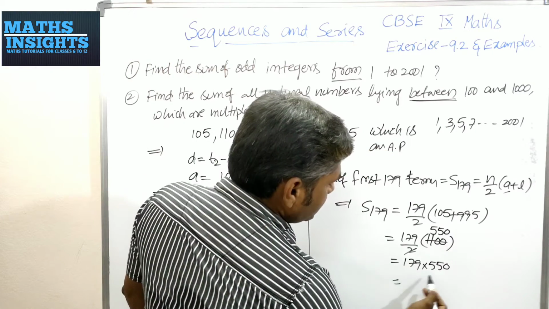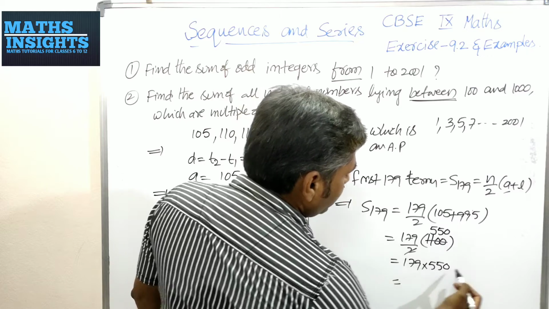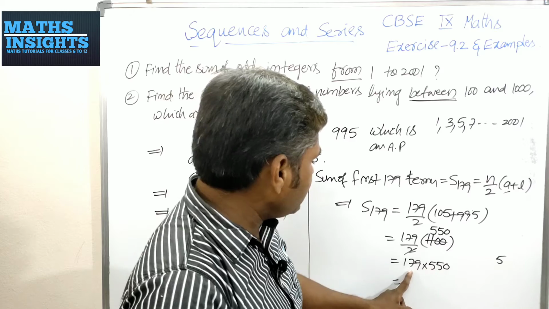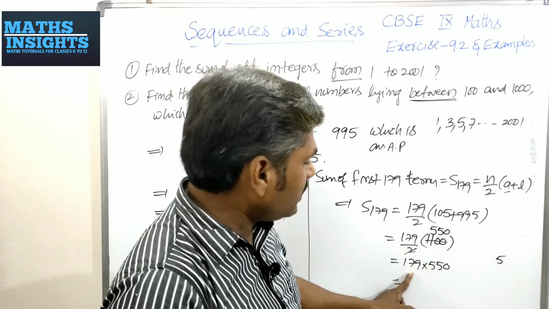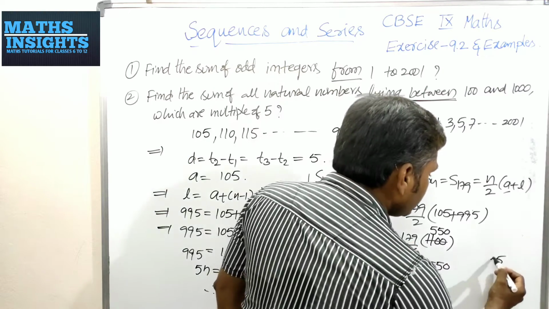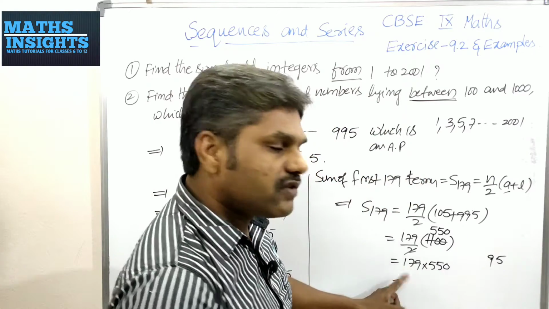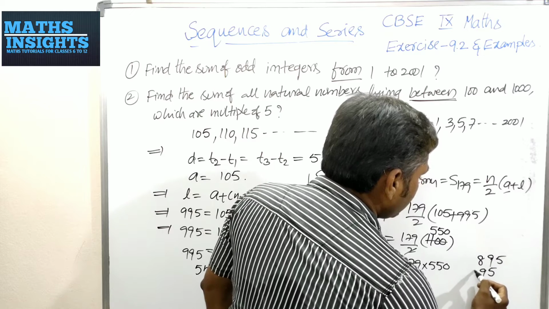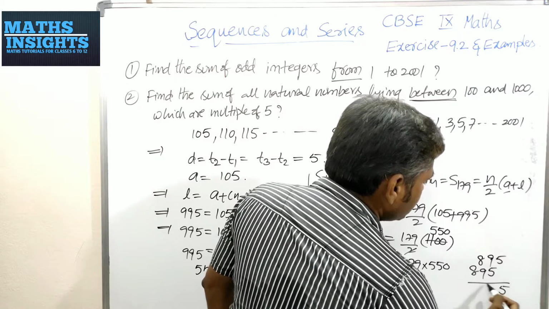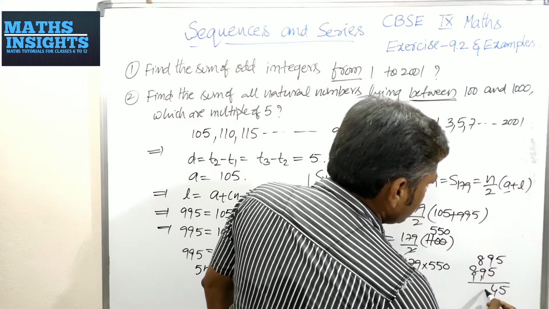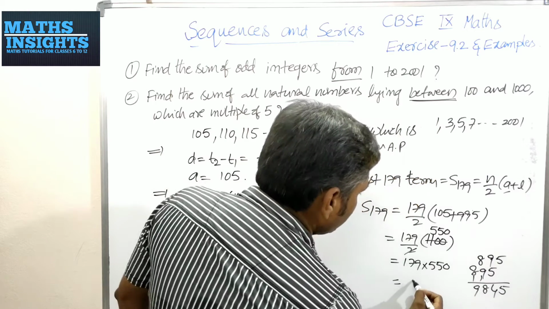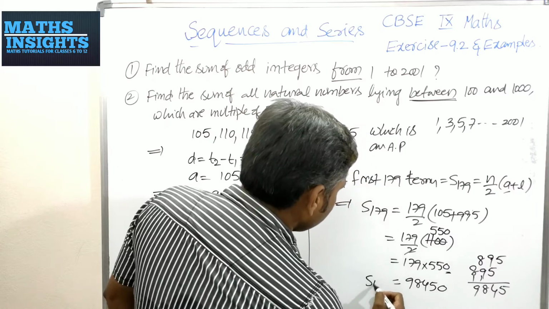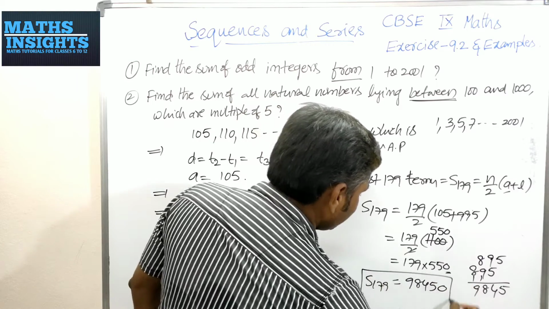If you multiply, see I am multiplying with 5: 5 nines are 45, 4 will be carried, 5 sevens are 35, 35 plus 4 is 39, 3 is carried, 5 ones are 5, plus 3 is 8. Again with the 5, not required to multiply again, simply write 5, this is 4, this is 18, 9. Therefore 98450, leaving the 0 aside. So this is the required sum.